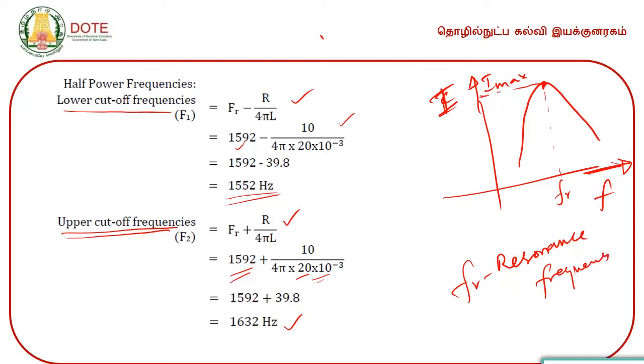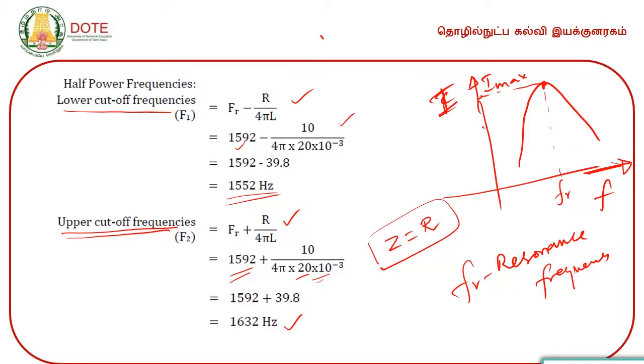Then how to find out the lower and upper cutoff frequency? This is the I max, right. Exactly at resonance current will be maximum, because their impedance becomes equal to R. Due to the cancellation of XL and XC, the impedance becomes Z equal to R, which is minimum. So, whenever the impedance becomes very minimum, the current will be the maximum.